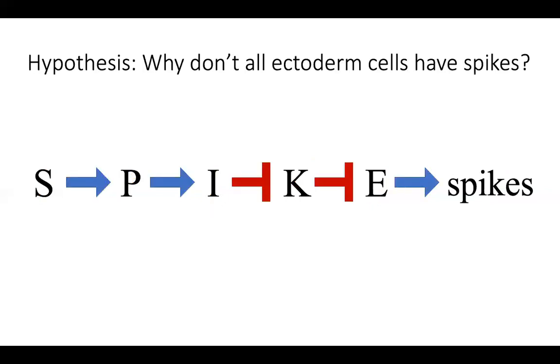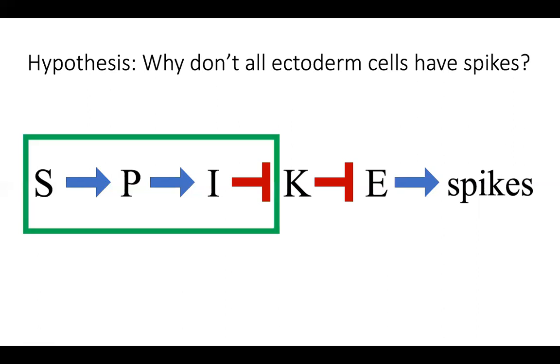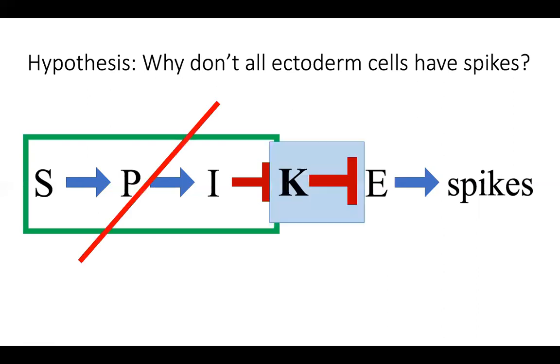Now let's think about why some ectoderm cells do not form spikes. Three parts of this developmental network, S, P, and I, all lead to the inhibition of K, which we want to inhibit so that E remains active. So if any one of these three is inactive, K will remain active and will inhibit E, and no spikes will form. This inhibitory part of the network involves more genes, so it has a higher chance of mutation.